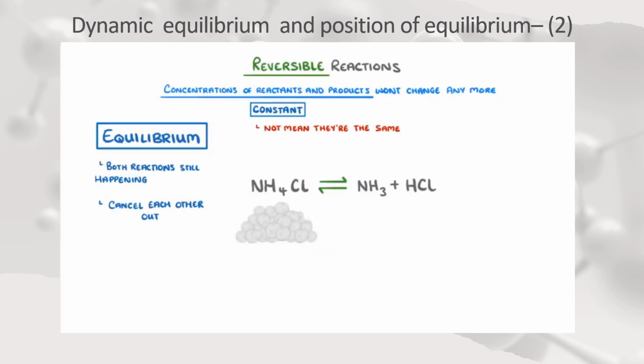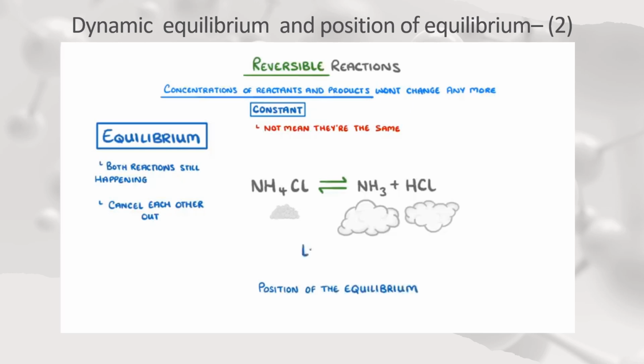For example, there could be lots of ammonium chloride and only a small amount of ammonia and hydrogen chloride. Or there could be lots of ammonia and hydrogen chloride, but only a small amount of ammonium chloride. In either case though, as long as the forward and backward rates are the same, then the reaction would still be at equilibrium. However, what would change when we have these different concentrations is the position of the equilibrium. When there are more products, like this, we would say that the equilibrium lies to the right. But if we had more reactants and fewer products again, then we'd say that the equilibrium lies to the left.